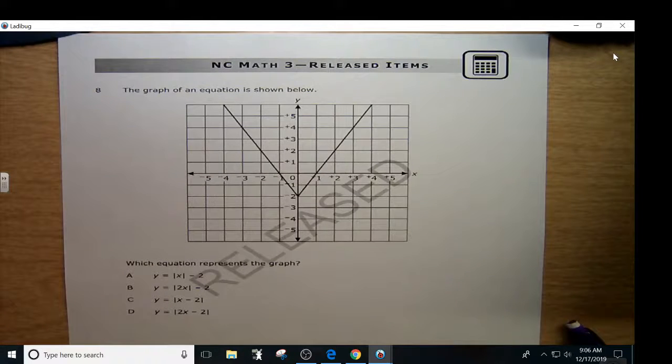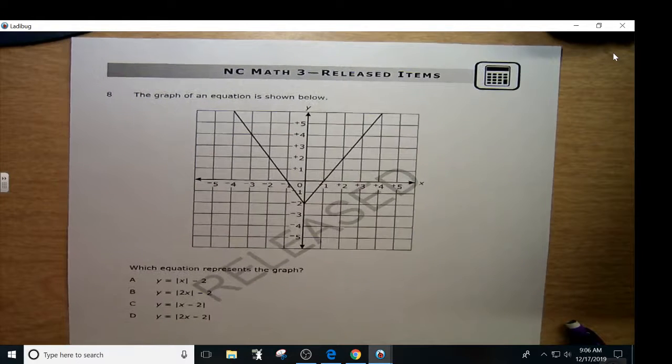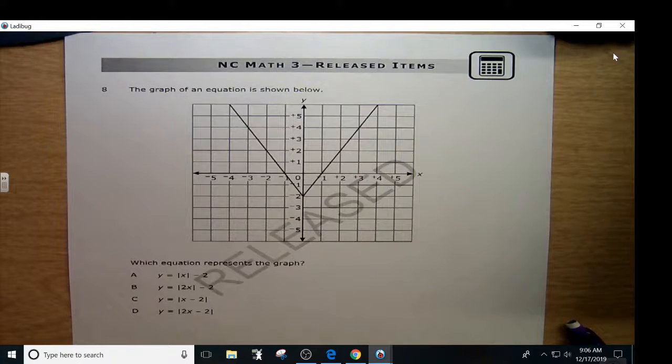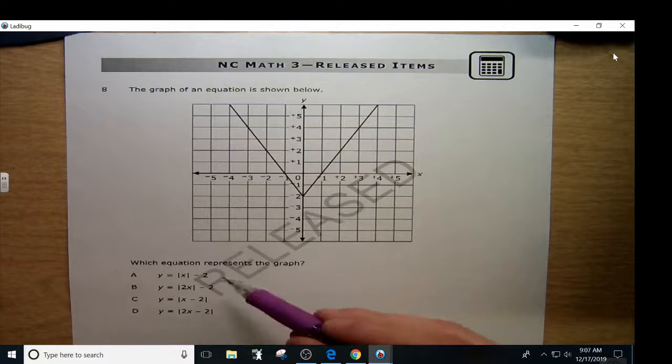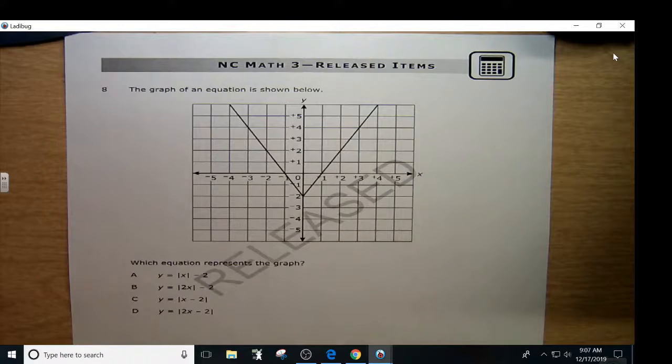Guys, the next one. Are we going to try to solve anything, or are we just going to graph this thing? You're going to graph it. Don't try to do anything fancy. You're just going to graph each one of these and see which one makes this graph.